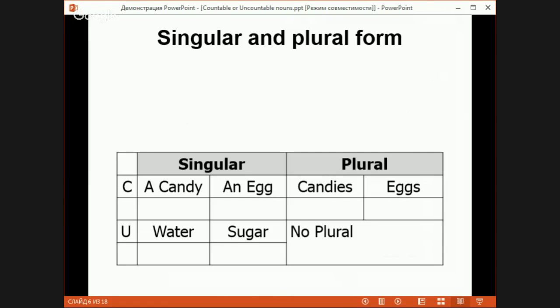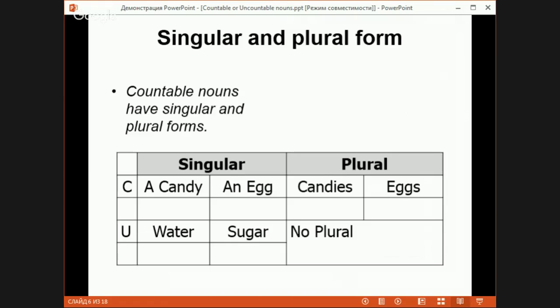Talking about singular and plural forms. Countable nouns can have both singular and plural forms. A candy is tasty, and candies are tasty. But uncountable nouns like water and sugar, they don't have plural form. That is why you say water is important, money is important, sugar is important, or sugar is not healthy, you can say so. But there is no plural form. Again, countable nouns have both singular and plural. Uncountable do not have plural forms.